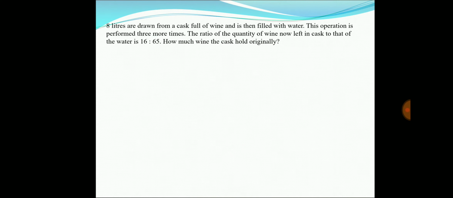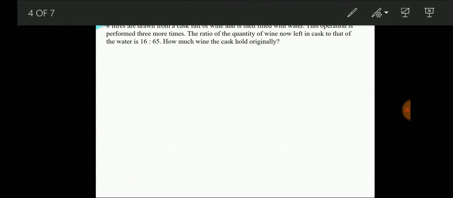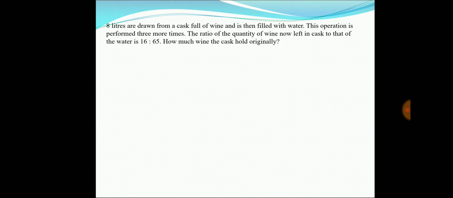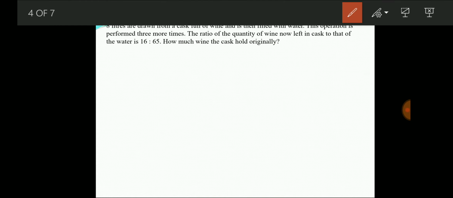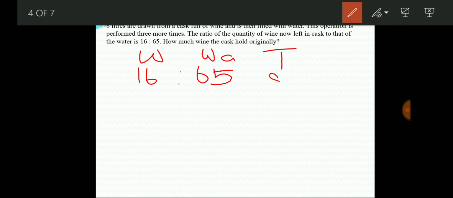Similarly, with this question, 8 liters are drawn off, which means 8 liters is the difference creator. And what they've told is the operation is performed 3 more times. The ratio of wine now left in the cask is wine to water. They've given the wine to water ratio 16 is to 65. So wine is 16, water is 65. That is what they've given as a ratio. Then total will be 16 plus 65, which is nothing but 81. 81 is going to be the total in the ratio.